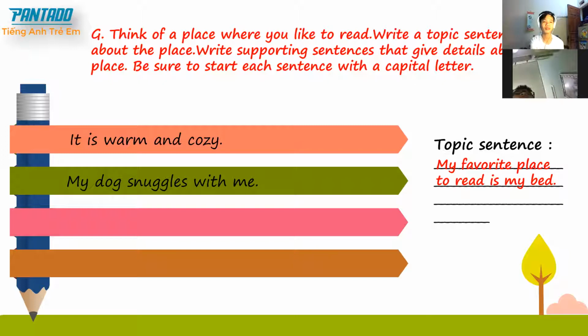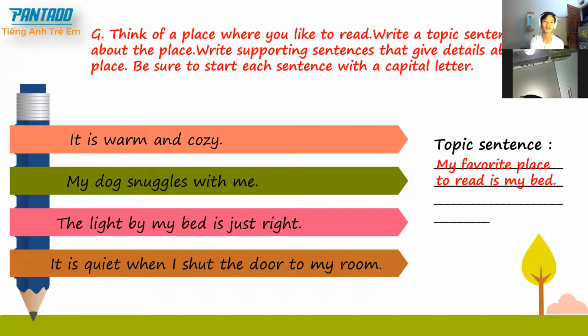Okay. I continue. Yes, and it's close to me. It's close. Okay. So for the sentence, the light, right? Enough light. The light in my living room is just right. Okay. Ánh sáng. Trong phòng khách thì nó kiểu nó phù hợp cho cái việc đọc sách, đúng không? Yes. Okay. And it's quiet. Is it quiet? Yes, it's quiet. So when you shut the door, right? It's so quiet. Yes.